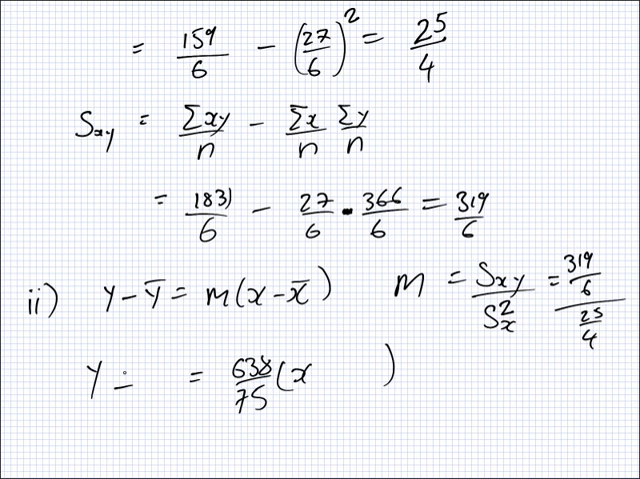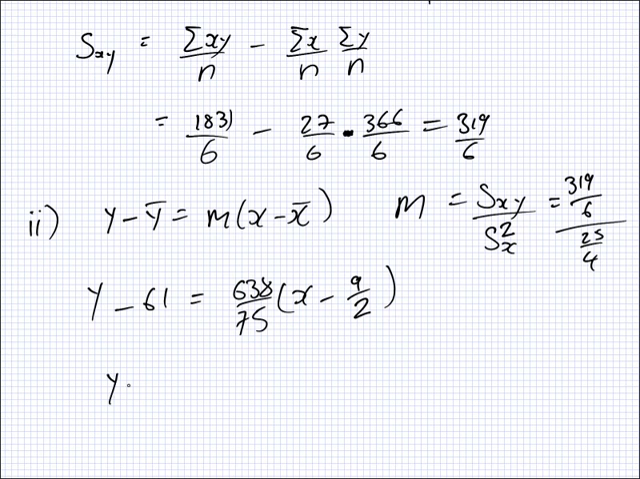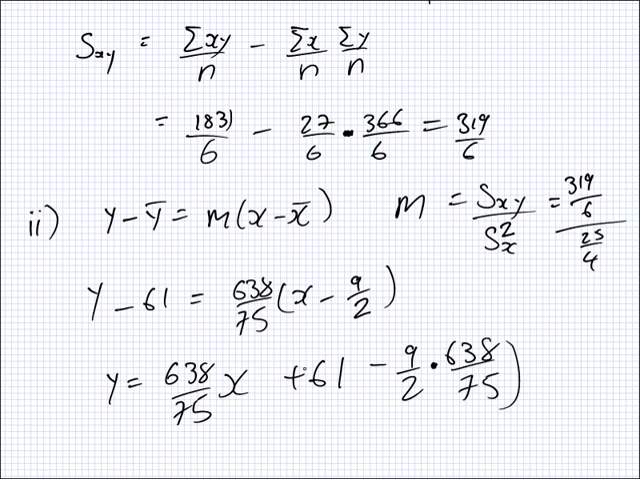y minus average y. Average y is 366 over 6. Oh, 366 over 6 is 61? Yes. And then the x is 27 over 6, which is 4.5, 9 over 2. Okay. Let's clean this up a little bit. Y equals 638 over 75 X plus 61 minus 9 over 2 times 638 over 75. I just need this guy here, please.